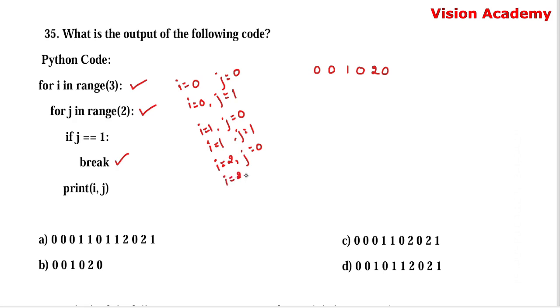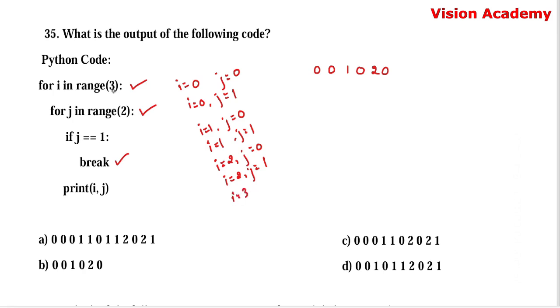So i is equal to 2, j is equal to 1. So here j value is equal to 1. Hence the break statement will get executed and it is not going to print the value of i and j. So once again control transfers to the outer for loop by incrementing the value of i by 1. Now i value is what? 3. i value is equal to 3.